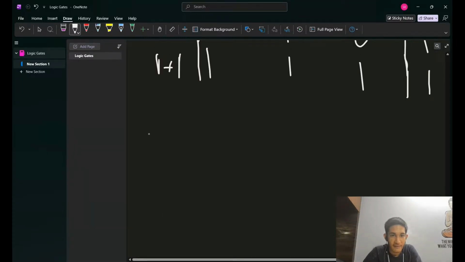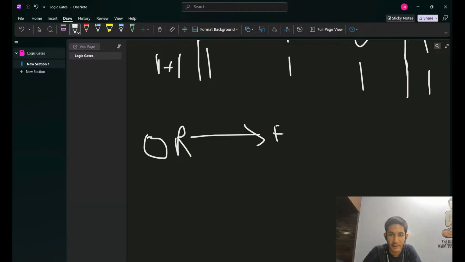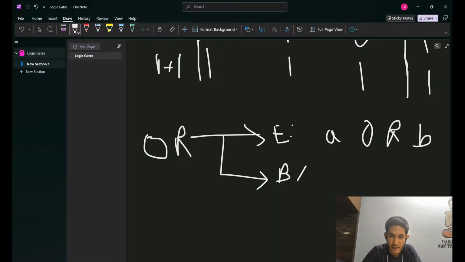So now we have two ways of noting it down. We have the English way, which is with an actual or, A or B. We have Boolean algebra, which is A plus B, and then we have symbolic, which is this symbol.